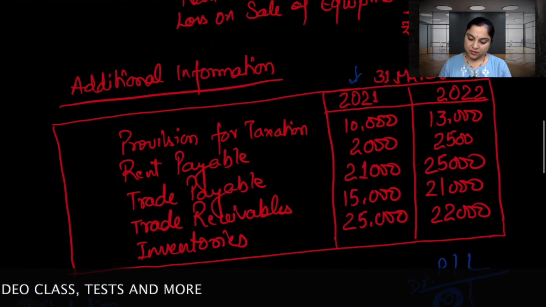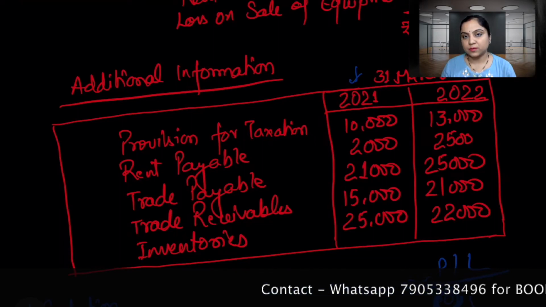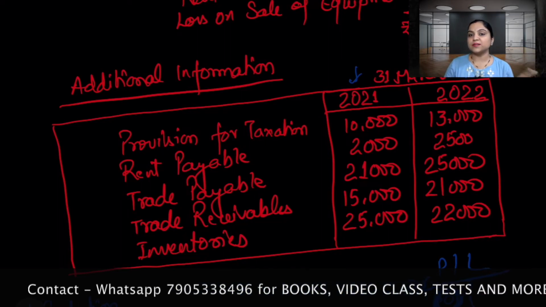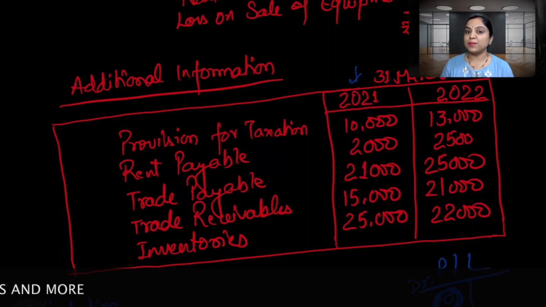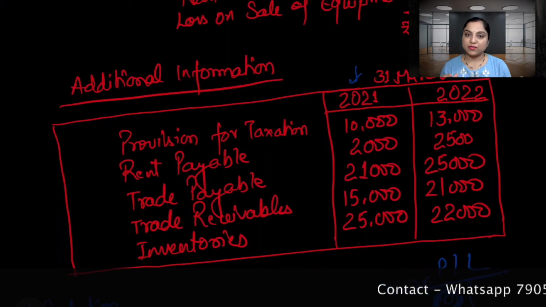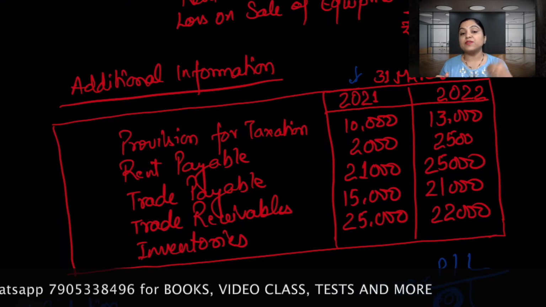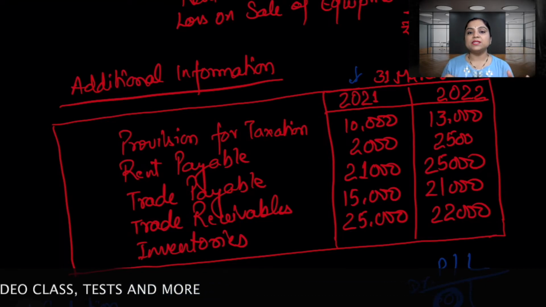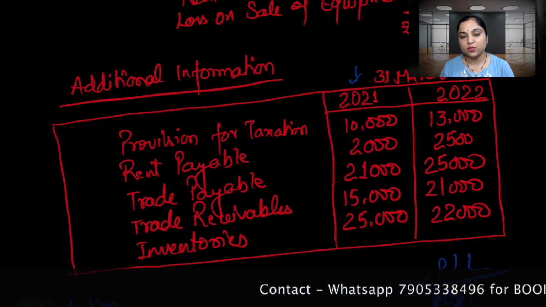Okay, let's see other information. Rent payable means your rent was due. In the last year it was 2,000. That was your expense due in the last year. Last year you had to pay rupees 2,000. But this year you didn't pay the rent of rupees 2,500. That means your expense is due by rupees 500 more. So your rent payable was 2,000 in the last year, and now it has increased to 2,500.